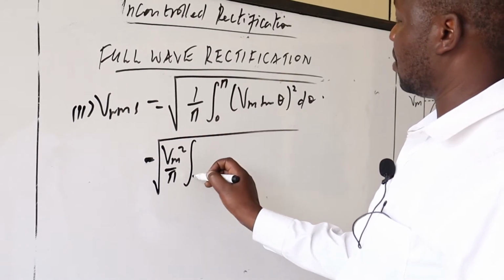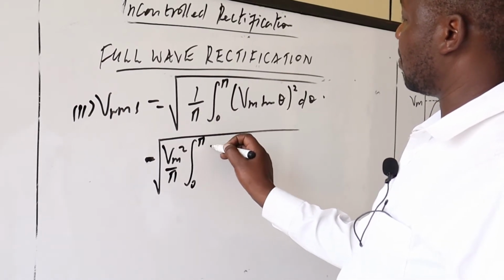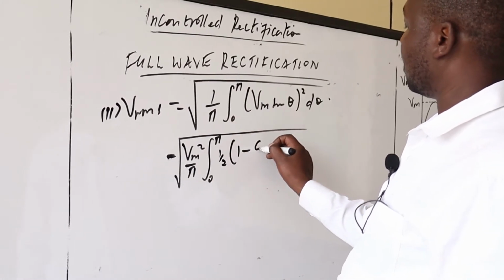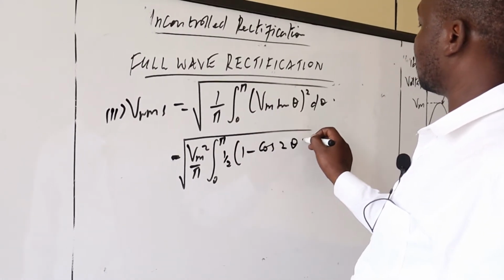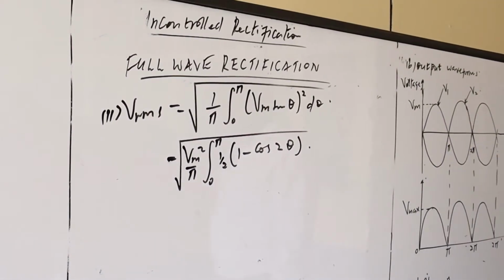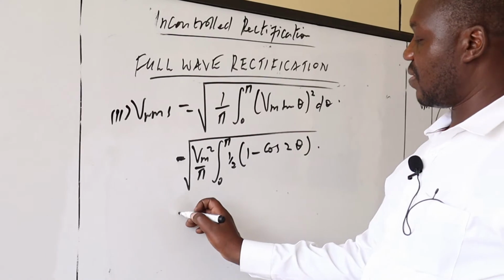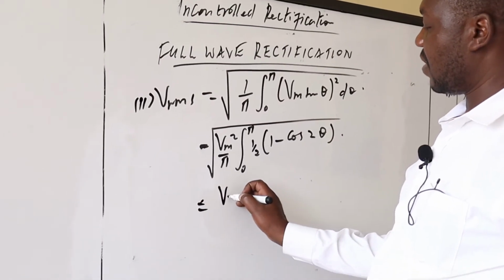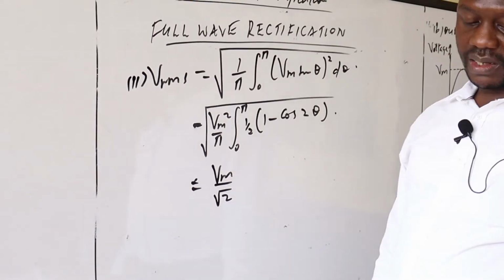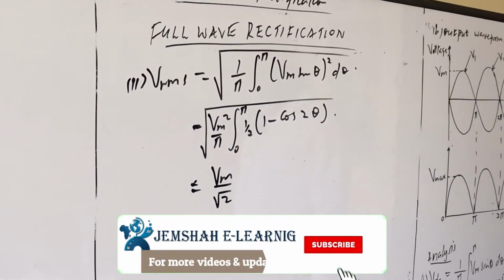So into the integral from 0 to pi, a half into 1 minus cos 2 theta. On simplifying this, we shall get Vm all over root 2. That one will be our VRMS.